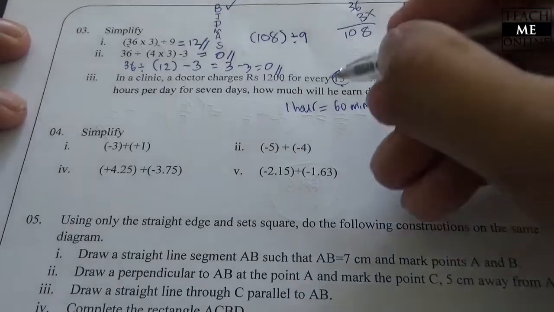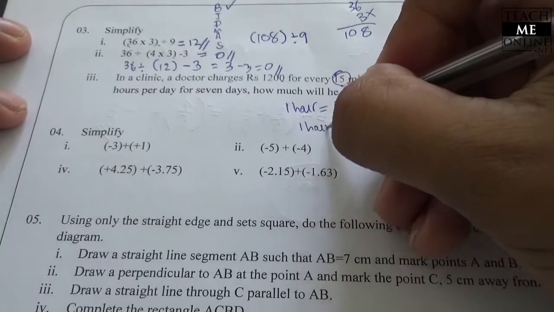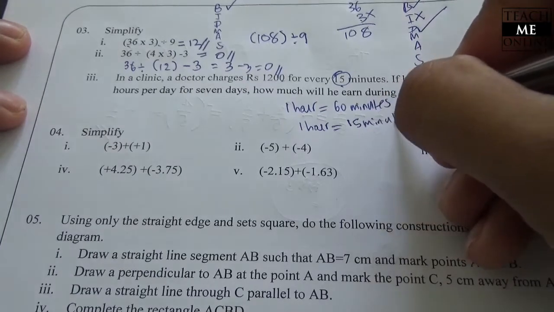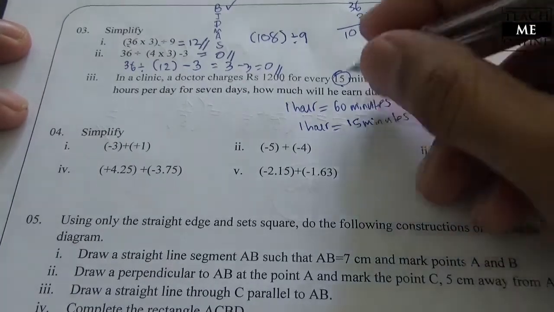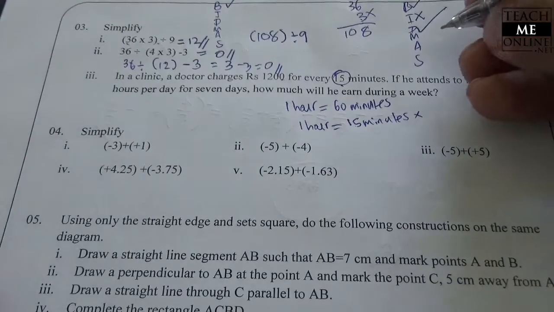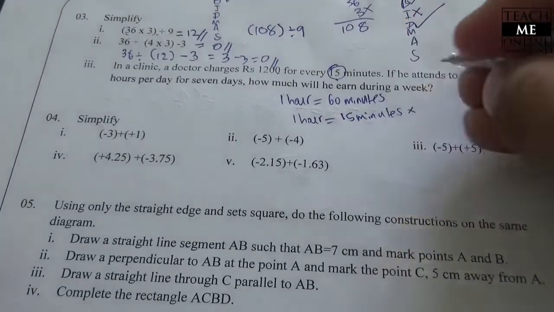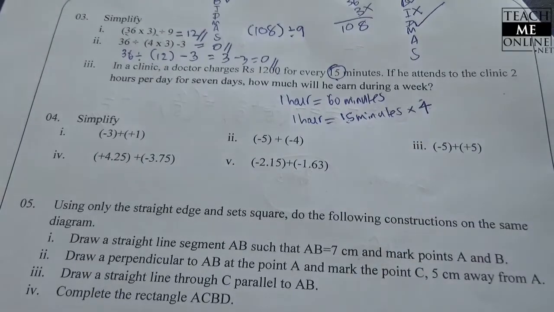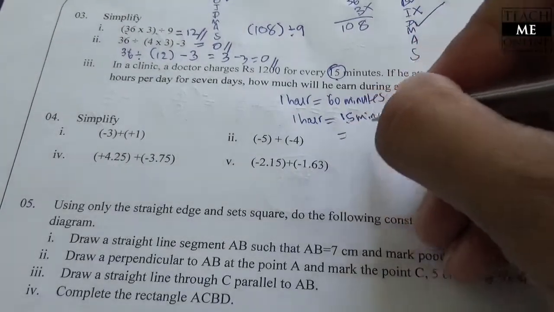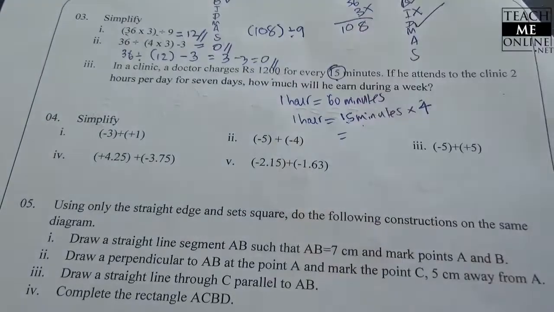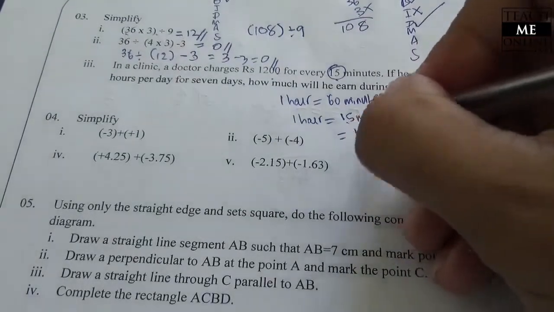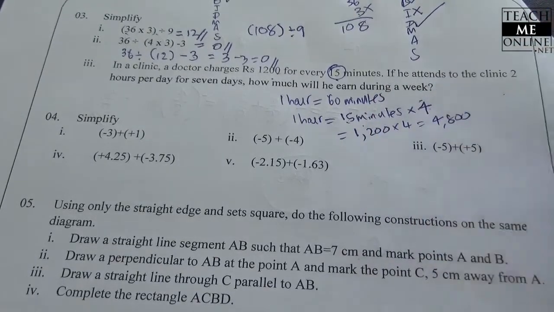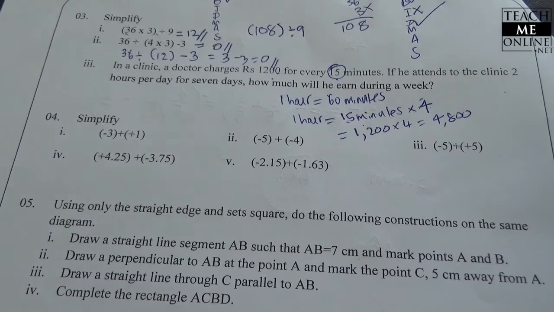So 1 hour equals 15 minutes multiplied by how many parts of 15 are there in 60? If you divide 60 by 15, you will get 4. The 4 15s make 60 minutes. So in 1 hour, for 15 minutes, he makes 1200 rupees. So for 4 of those, 4800. So he makes 4800 rupees per hour.